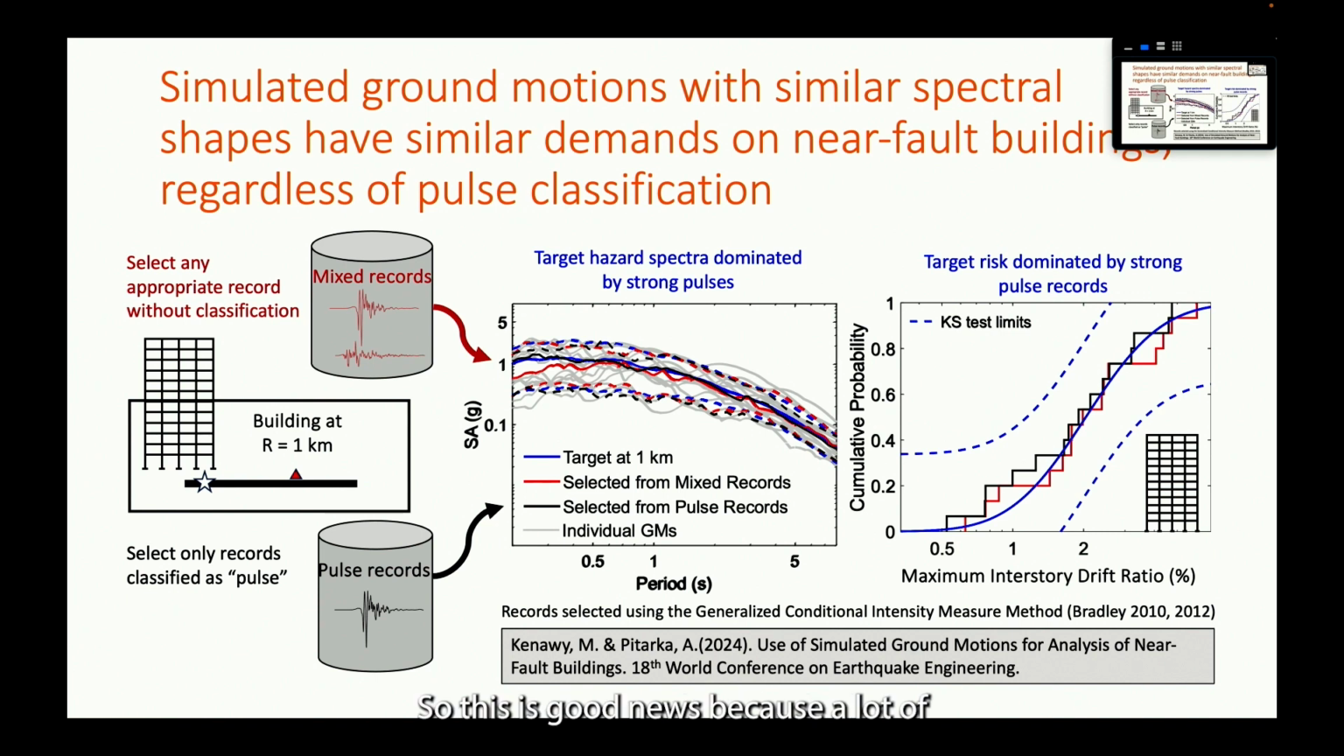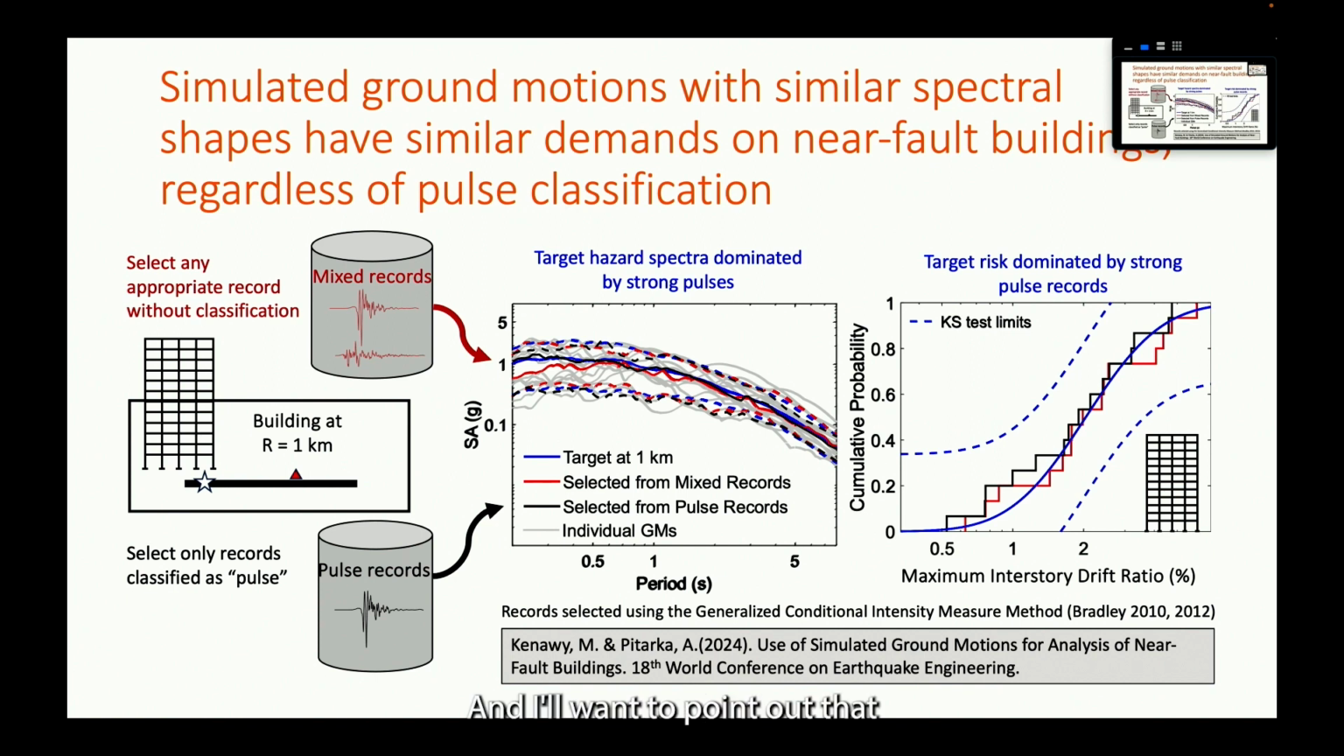So this is good news, because a lot of the methods we use today to select ground motions rely on selecting the full spectral shape. So if we're already doing that, and we have enough simulations to match the spectral shapes that we need, then we may not need to do this classification altogether.